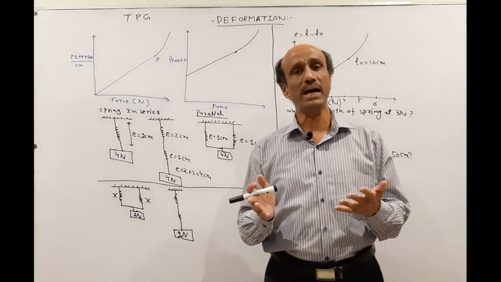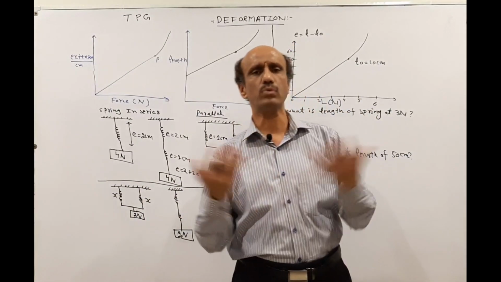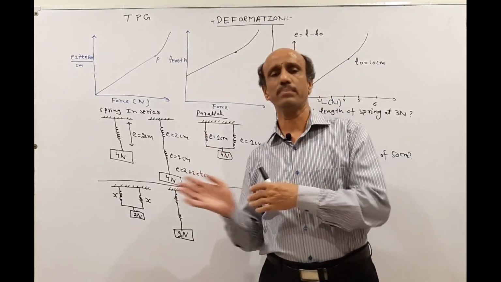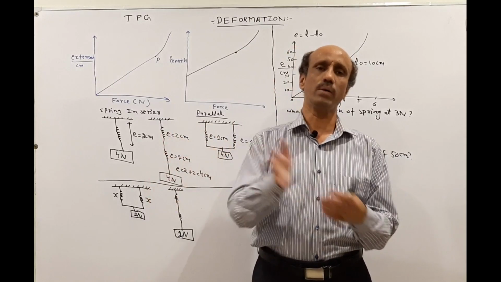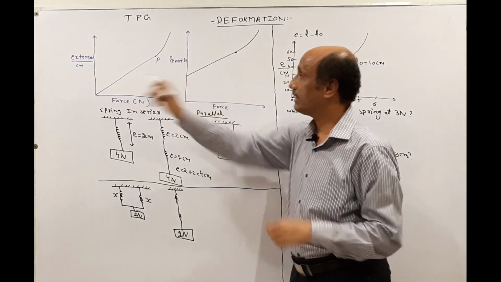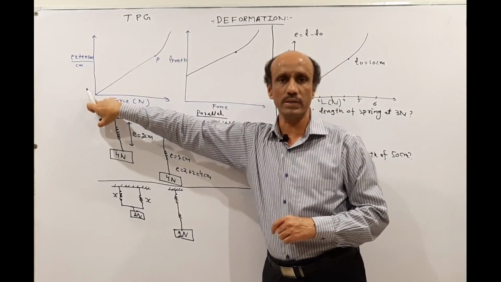So when you apply some load or force, its length will increase, which is called the extended length, and you can calculate the extension by subtracting the original length, or the unstretched length, from the extended length. So this is graph number 1, which will start from the origin.